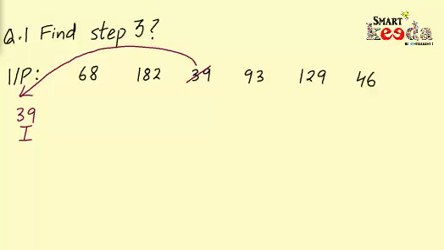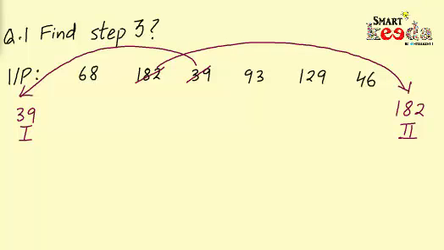Now for the second step, we would bring the largest number, that is 182, to the end and remove 182 from this position for step 2. And now the required step, that is the third step. For the third step, we would bring the second smallest number and place it just after 39.